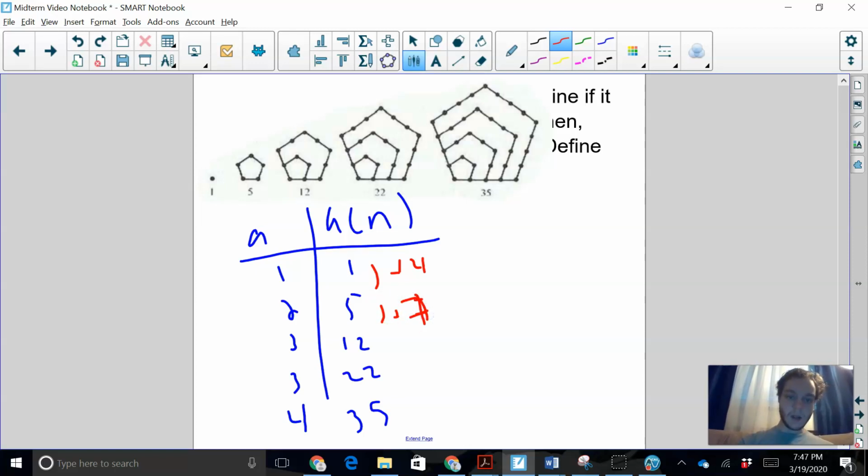Plus 7. Okay, 12 to 22 is 10, and then 22 to 35 is going to be 13. But whoa, those are not the same. Oh my goodness. Okay, so what do we have to do then? Let's look at the second difference now.